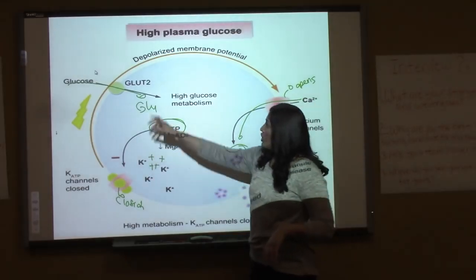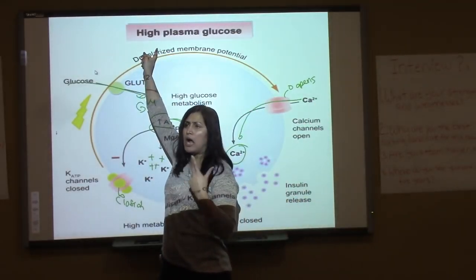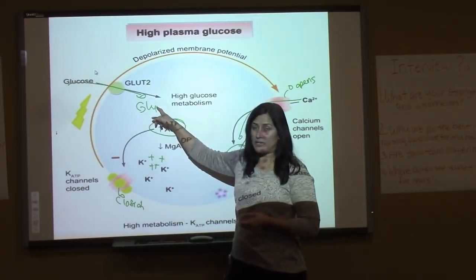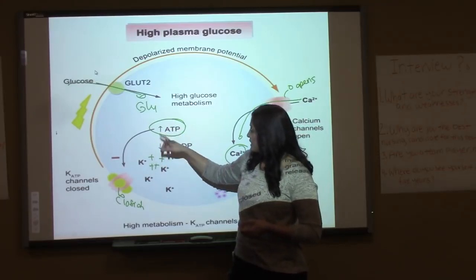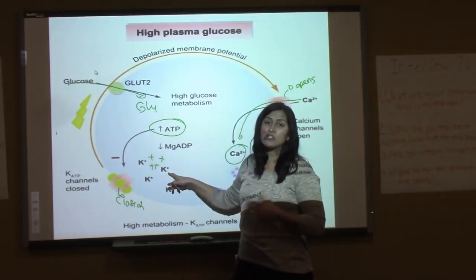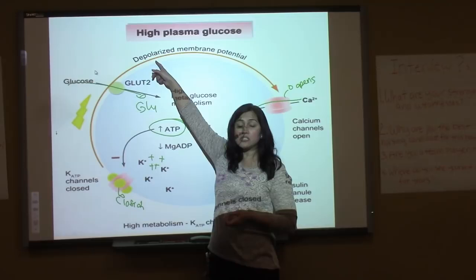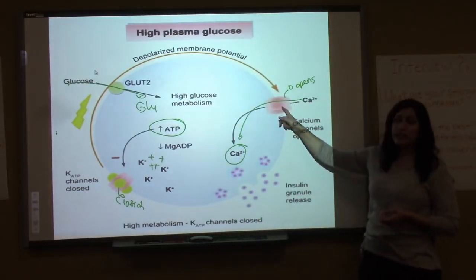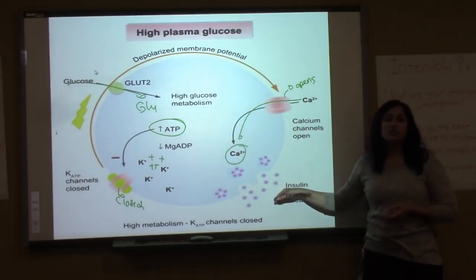High plasma levels, high glucose levels in the plasma. Glucose is coming into the beta cell. All of that glucose is converted into ATP. ATP causes this ATP-sensitive potassium channel to close. Potassium is now stuck inside the cell, causing the membrane to become positive, meaning it becomes depolarized. That depolarized state causes the voltage-gated calcium channel to open. Calcium comes in, and calcium causes exocytosis of insulin.